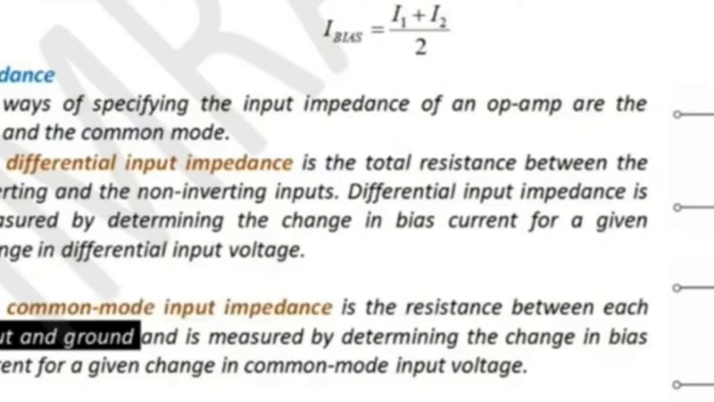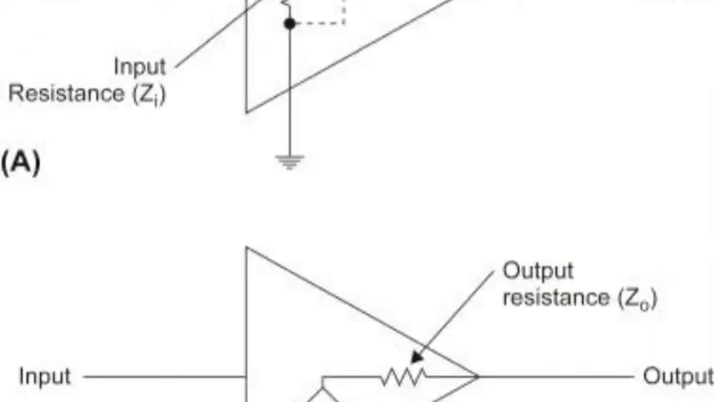The way to specify the input impedance of an op-amp is the differential and common mode. Differential input impedance is the total resistance between the inverting and the non-inverting inputs. Differential input impedance is measured by determining the change in bias current for a given change in differential inputs. Common mode input impedance is the resistance between each input and ground, and this is the diagram of it.